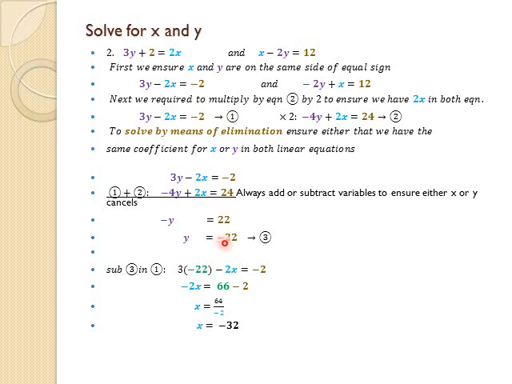Substitute back into equation 1, so that would become 3 times negative 22, because that's the value of y, minus 2x equal negative 2. That gives me negative 66. If I take it across, it becomes positive 66. 66 minus 2 gives me 64. Divide by negative 2: 64 divided by negative 2 gives me negative 32. So x is negative 32 while y is negative 22.